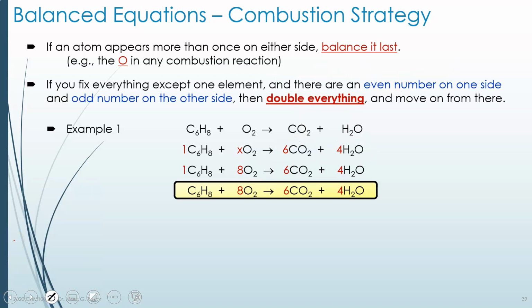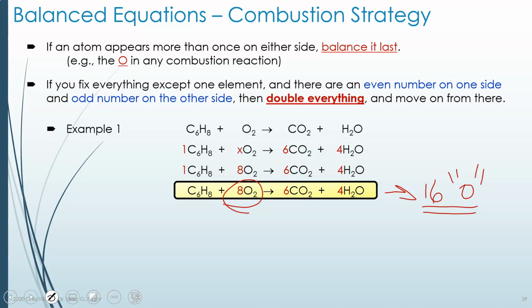But sometimes if you fix everything but one element, and there's an even number on one side and an odd number on the other side, you have to double everything. Okay, what does that mean? Well, you saw how we counted up how many oxygens were in the 6 CO2s and how many oxygens were in the 4 waters. We had a total of 16 oxygen atoms. Well, with 16 oxygen atoms, it's easy to determine that we needed 8 O2s. You just divide 16 by 2.